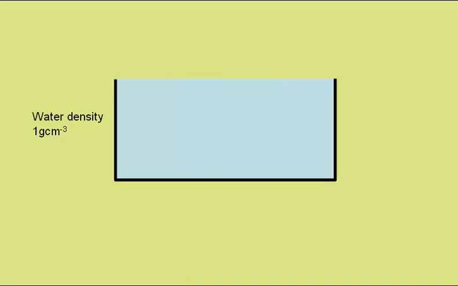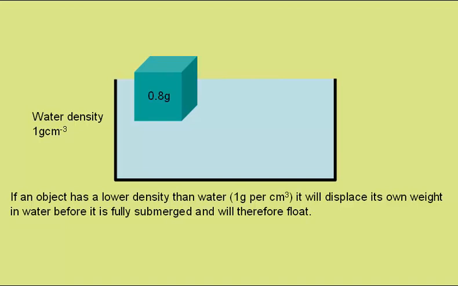Water has a density of 1 gram per cubic centimetre. Here is a 1 centimetre cube with a mass of 0.8 grams, and therefore a lower density than water. The object floats. If an object has a lower density than water, the density of water being 1 gram per cubic centimetre, it will displace its own weight in water before it is fully submerged, and will therefore float.